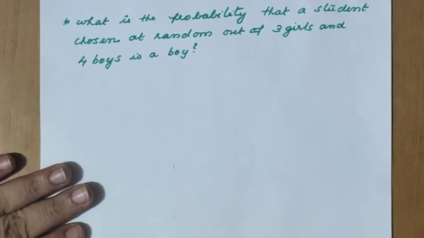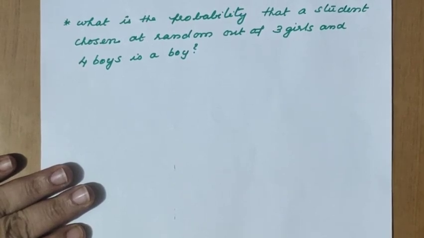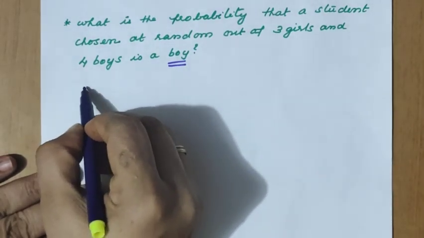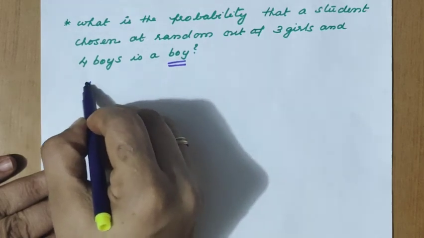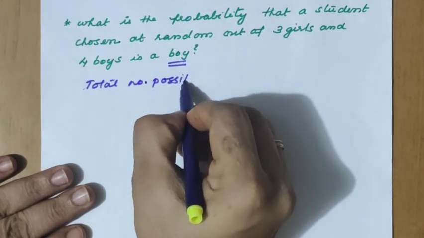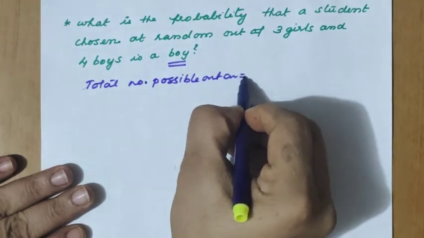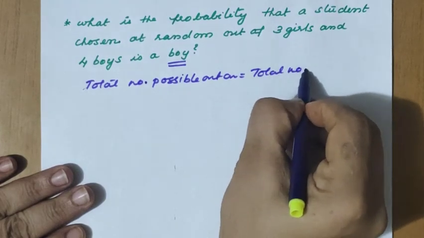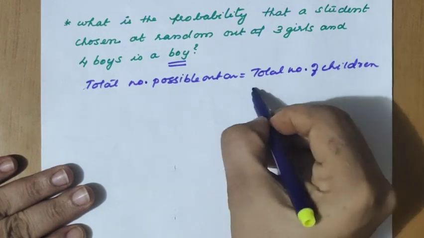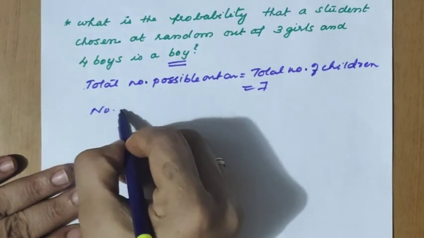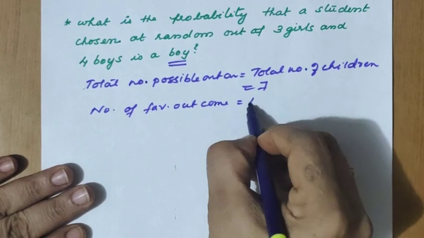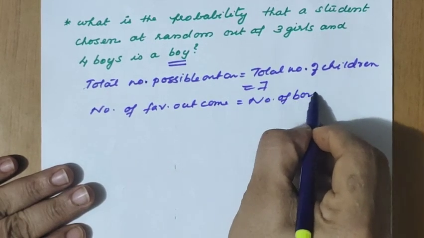What is the probability that a student chosen at random out of 3 girls and 4 boys is a boy? So the probability of having a boy is the question. Total number of possible outcomes means total number of children: 4 boys, 3 girls. So how many are there in total? 7. Now the number of favorable outcomes means the number of boys. It is equal to 4.